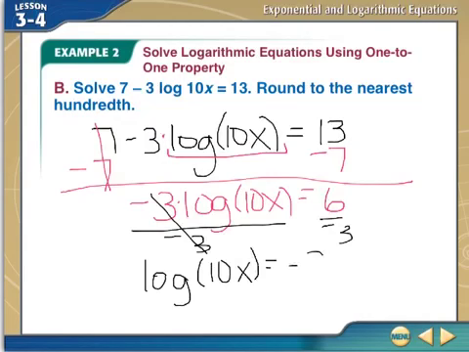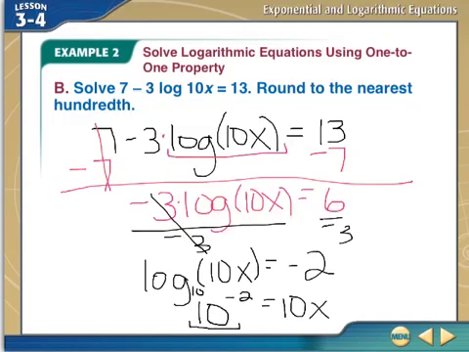equals -2. And at this point, since the logarithm is by itself, I can rewrite this problem exponentially. Since I don't have a base on my logarithm, I can assume that it's base 10. It's a common logarithm. So I'm going to say 10 to the -2 is equal to 10x. My base right here, since I don't have a little subscript number, I can assume my base is 10.